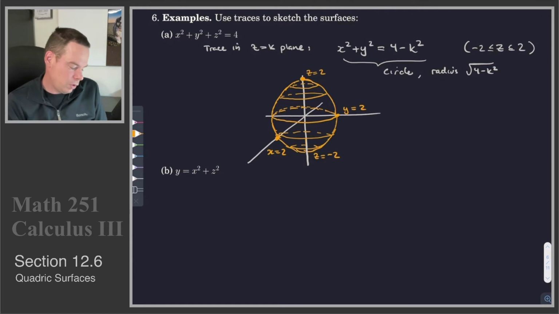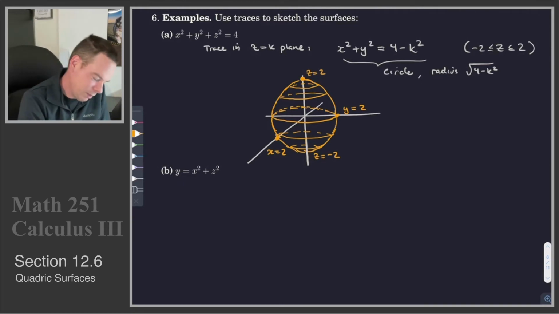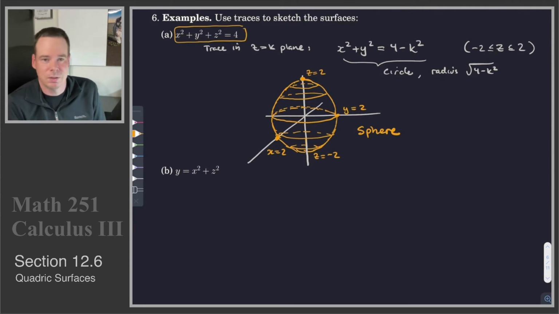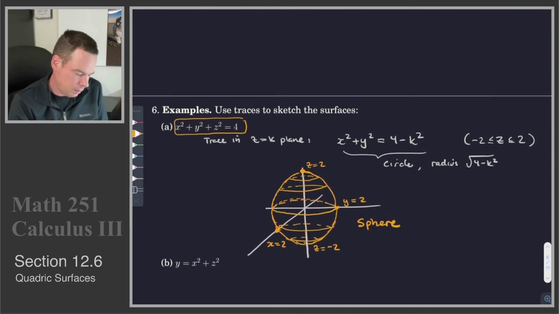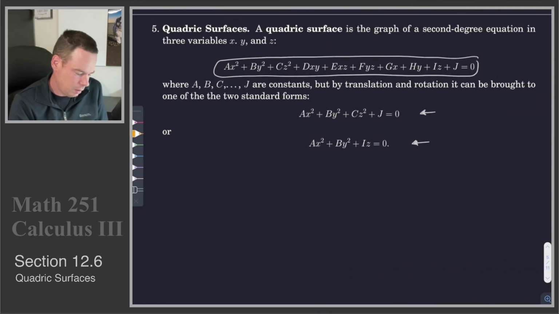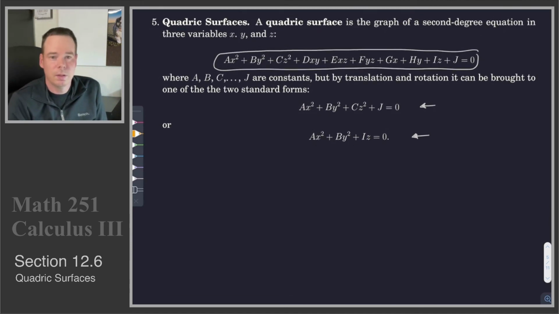And now with these traces, what we can see is, hey, that looks an awful lot like a sphere, and sure enough it is. This is a sphere. And we already knew that equations like this are really coming from the distance formula, and they do represent spheres. So this is another way to think about why this equation is a sphere. But moreover, it says that in this family of quadric surfaces, spheres are a part of this family.